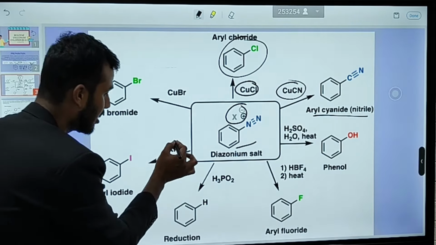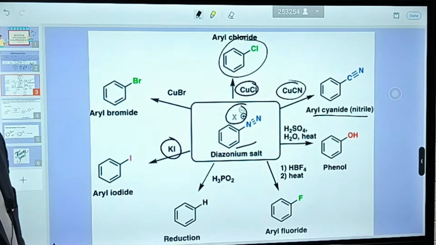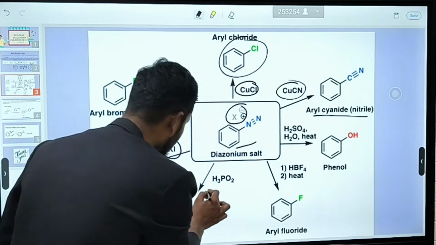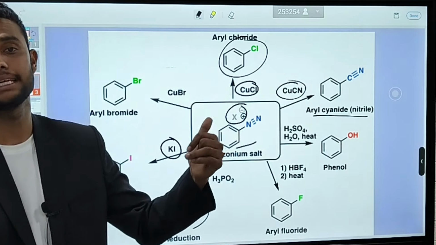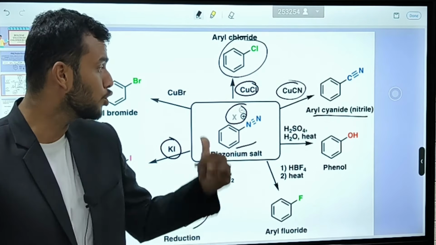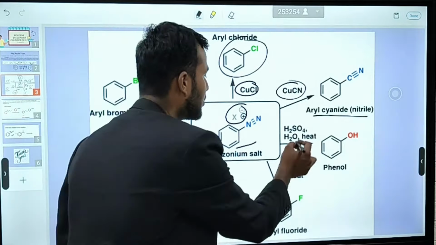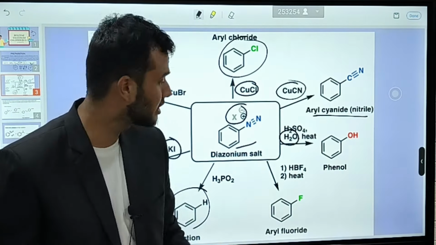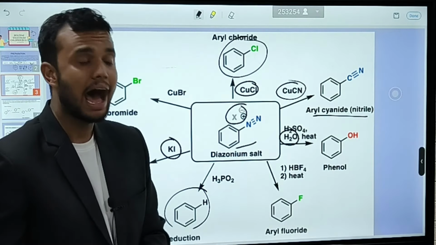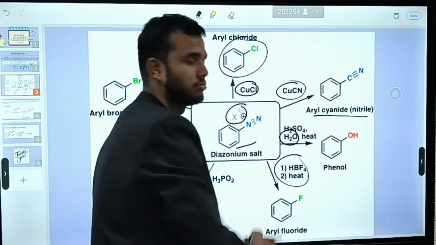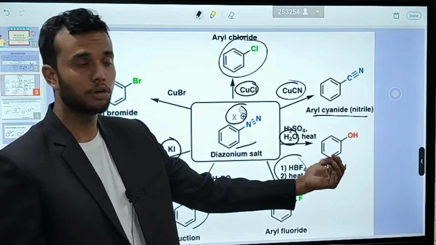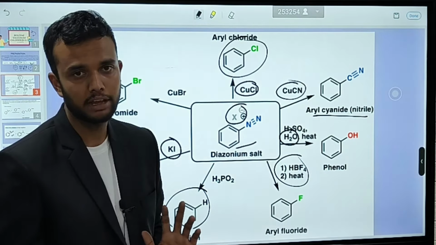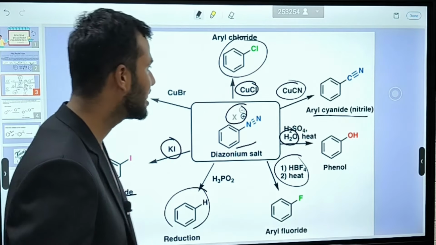Then after that again, if we heat the BDC with KI, what is the product? Aryl halide. Then if you do the reduction, very important, we get benzene. Which reagent? If you use H3PO2, you get benzene. Instead of H3PO2, if you use water, what do we get? Phenol. And also we will get an aryl fluoride by using HBF4. What is this, hydrogen borofluoride? If we use HBF4, we get aryl fluoride.